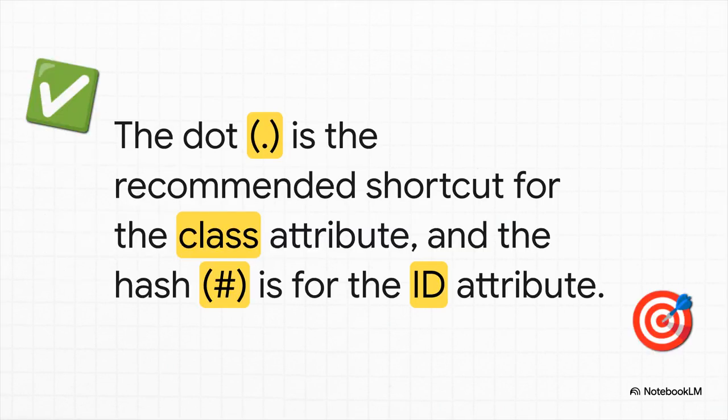So look, if you forget everything else from this explainer, please just remember this one thing. When you see a class attribute, think dot. When you see an ID attribute, think hash. If you can just master those 2 shortcuts, you'll be able to handle a huge chunk of your selection needs.